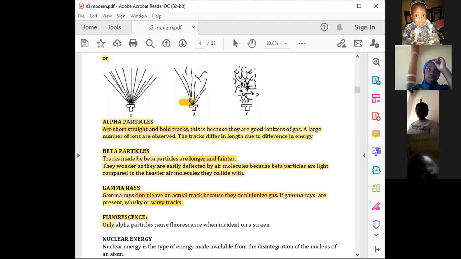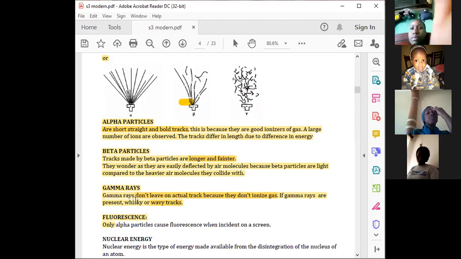Gamma is like a wax. Those of you who know how honeycombs look, this is more close to it. So for a gamma ray, the tracks that we form on the screen are like the combs of honey. That's why I'm saying they are waxy.